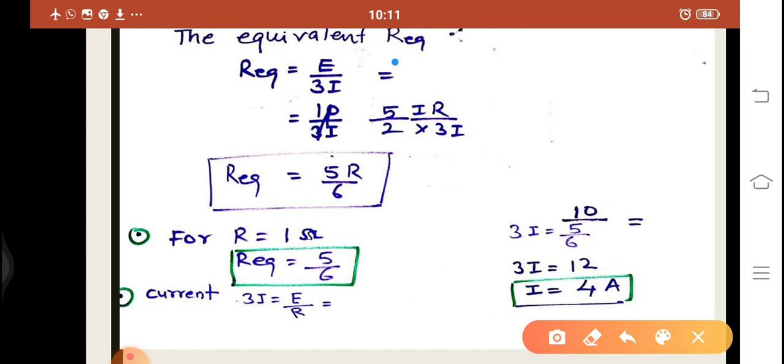Now in the question it was given that the battery is 10 volt. So right here, 10 divided by 5 by 6, so the current will be 12 ampere.